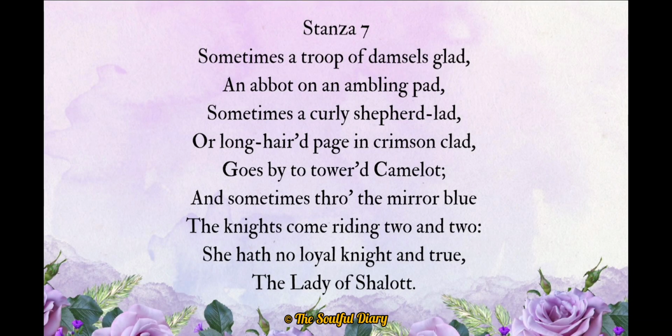Stanza 7. Sometimes a troop of damsels glad, an abbot on an ambling pad, sometimes a curly shepherd lad, a long-haired page in crimson clad, goes by to towered Camelot. And sometimes through the emerald blue the knights come riding two and two. She had no loyal knight and true, the Lady of Shalott.